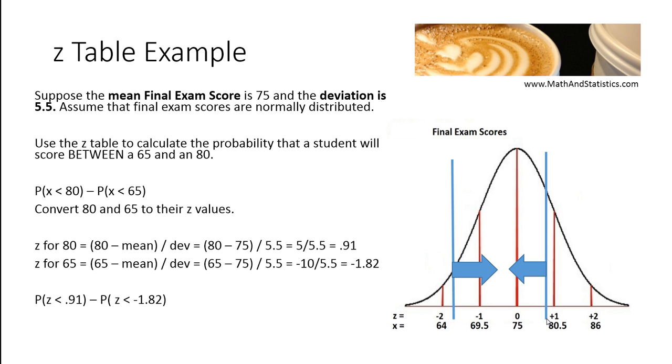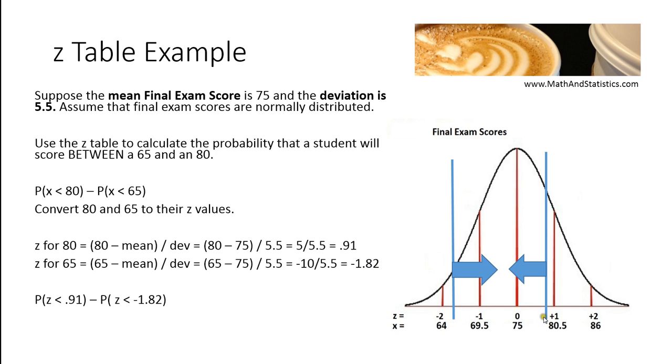That's what we expect. The z-value for 65. Take the 65, subtract the mean, divide by the deviation. That's going to give you a negative value. And that makes sense too, because here's where 65 is. It's between minus 1 and minus 2. The actual z-value for this location is minus 1.82.